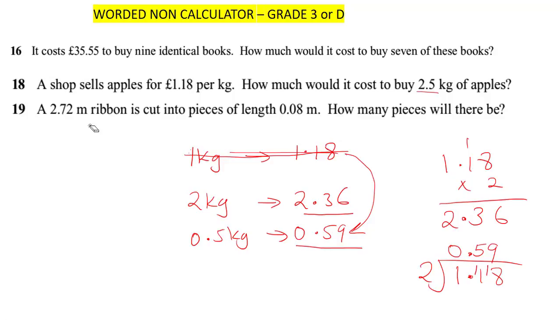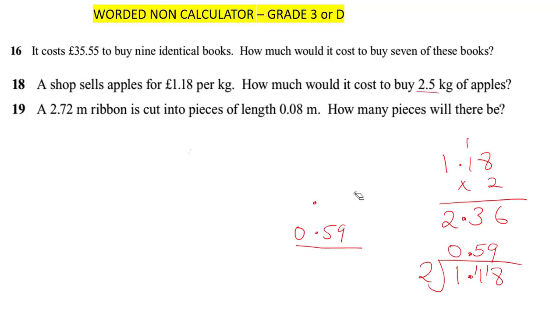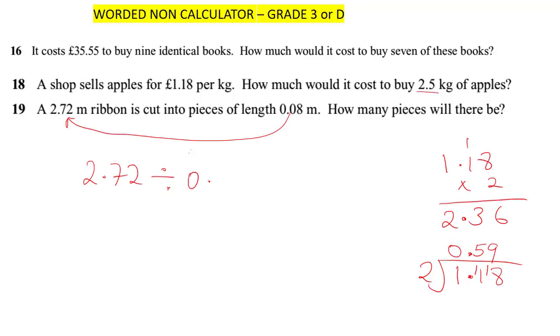Okay, looking at question 19. Question 19 says a 2.72 meter ribbon is cut into pieces of 0.08 meters. How many pieces will there be in that? Now, this long piece has been cut into smaller lengths that are 0.08 meters each. So I want to see how many of these can fit into that. So we're going to be dividing here. We want 2.72, and we're going to share it into 0.08, and see what the answer is.